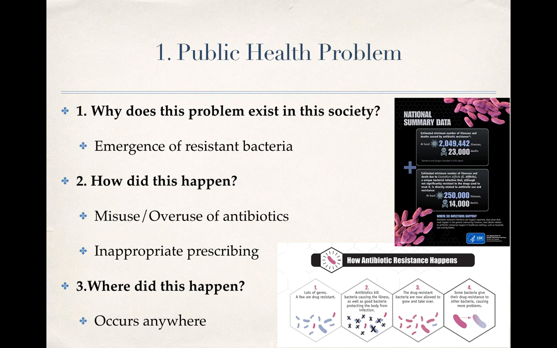As you can see in this image, there is an estimated minimum of at least 2,049,442 illnesses and 23,000 deaths caused by antibiotic resistance. How did this happen? It is mainly due to the misuse or overuse of antibiotics as well as inappropriate prescribing. Every time a person misuses antibiotics, the sensitive bacteria are killed while resistant bacteria grow and multiply.